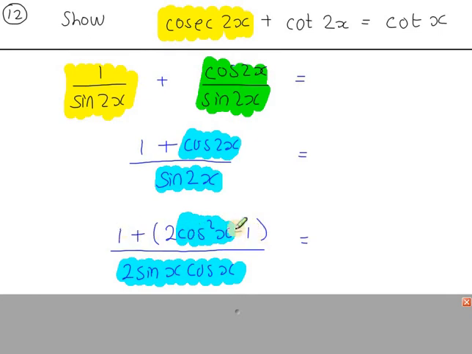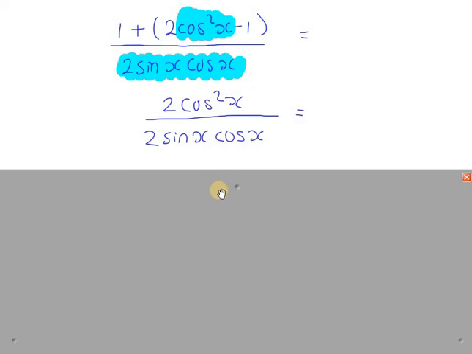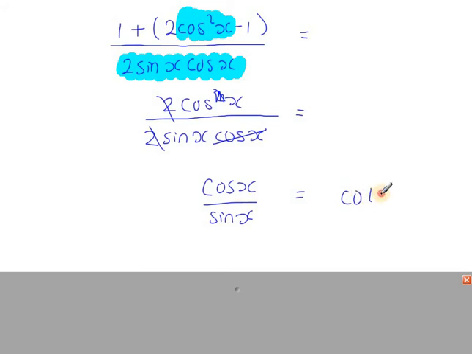If I remove the brackets and simplify, the 1 and the minus 1 will cancel. It gives this, and a cosine term from the top will cancel with 1 from the bottom. And the 2's cancel, we've got cos over sine, and cos over sine is cot x.